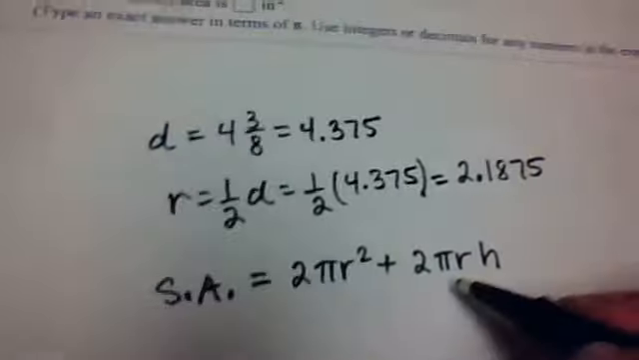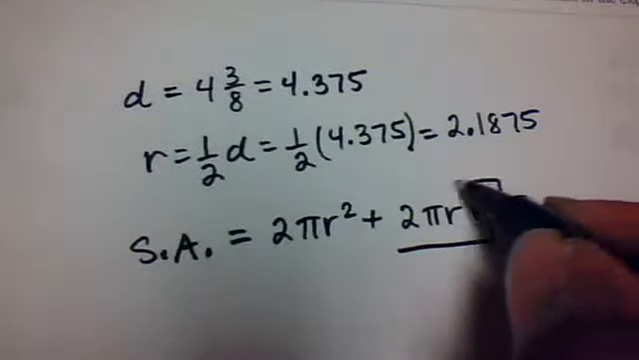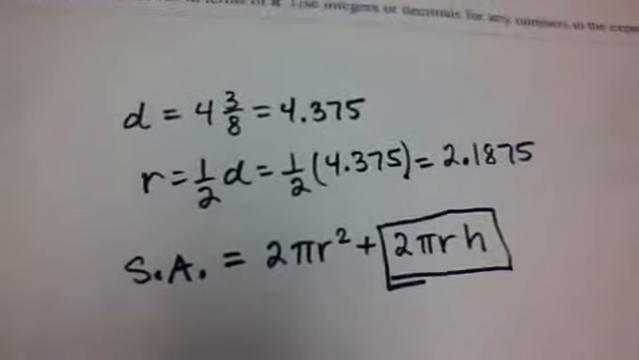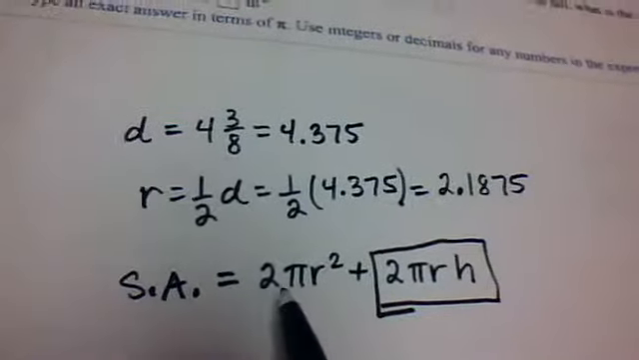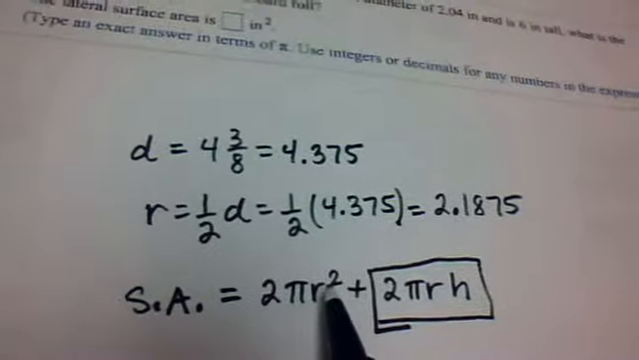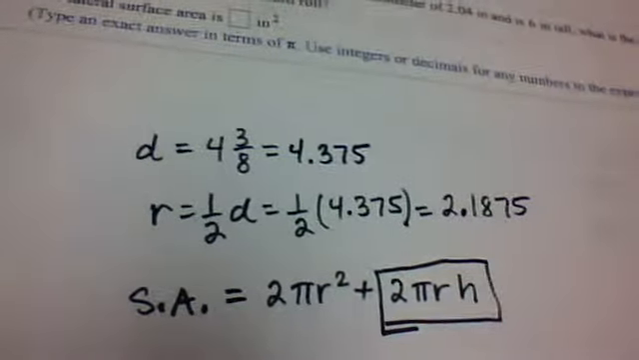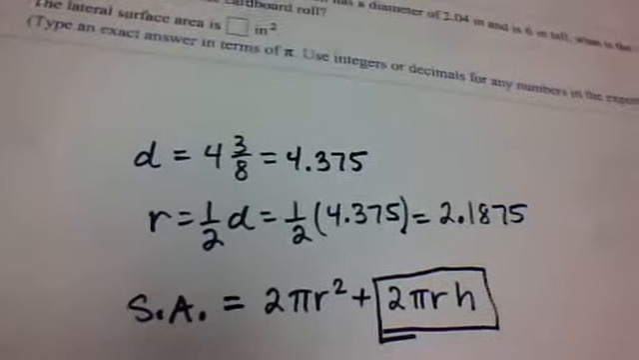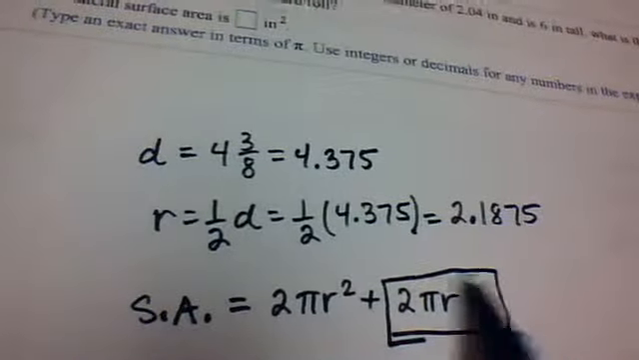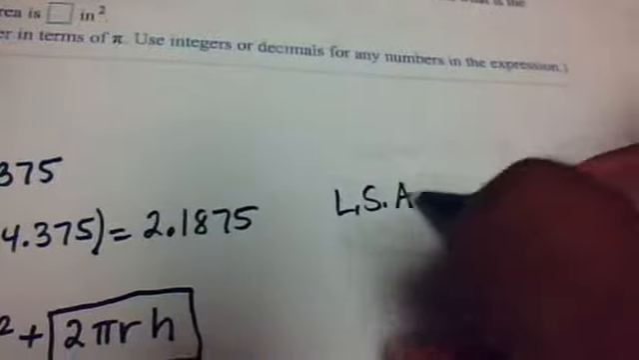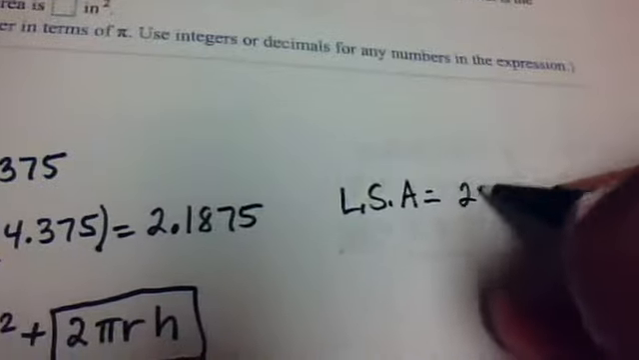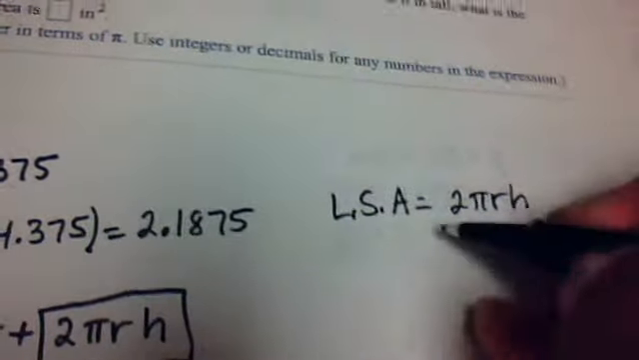Okay. Now, the part that's the lateral surface area is this part right here, 2 pi r times the h. Because 2 pi r squared, those represent the bases of that cylinder. Those bases are circles, because you have 2 circles, one on the top and one on the bottom. It's this one, the 2 pi r h, that we want to use. So here, the lateral surface area for that cylinder is going to be 2 pi r times h.